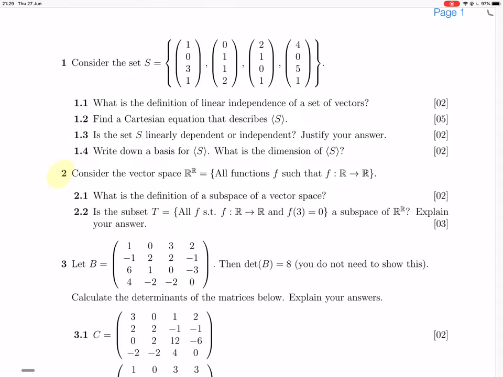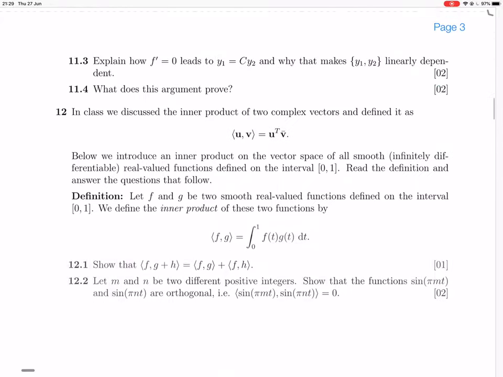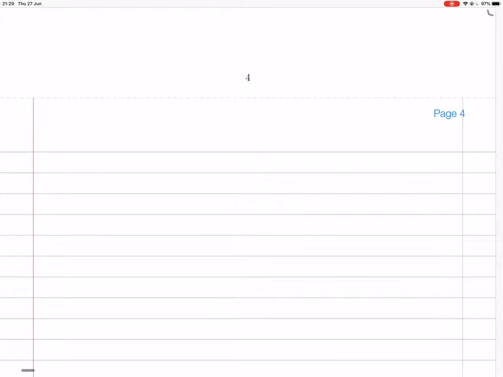So question two. They give us a vector space, the vector space of all the functions from the reals to the reals. Then they ask, what is the definition of a subspace of the vector space? That's an easy and general question. A subspace is just a subset of the vector space that's closed under the vector addition and scalar multiplication from the vector space, and also contains a zero vector.